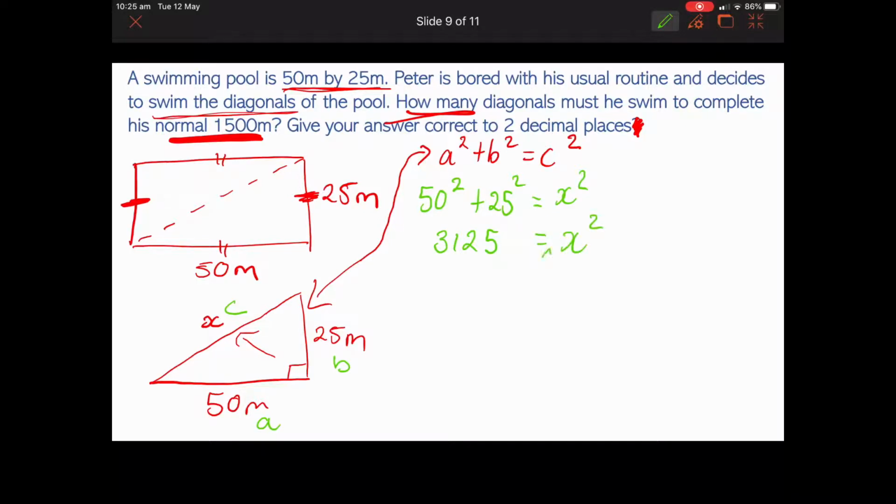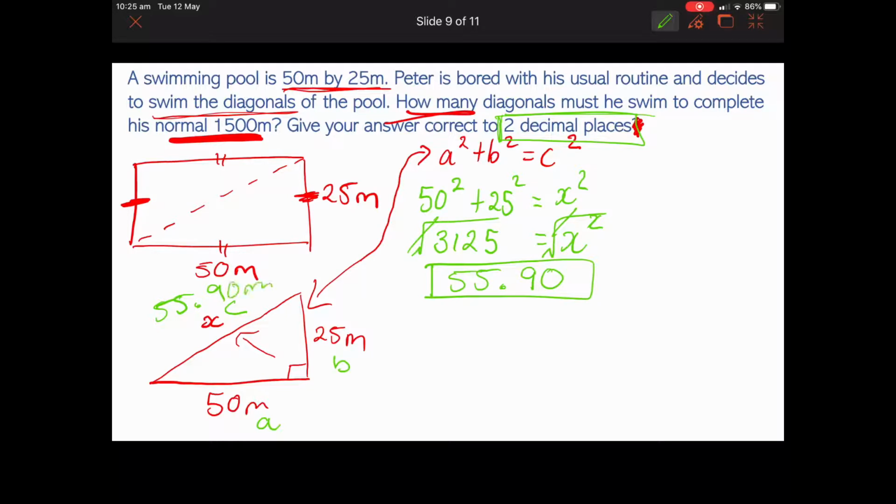And then we want to undo that square on that x. So we're going to take the square root of both sides. And what I end up with is 55.90. And because we're rounding to 2 decimal places at the end, I'm going to leave this answer in that approximate form. Okay, so now we know that the diagonal is 55.90 meters.